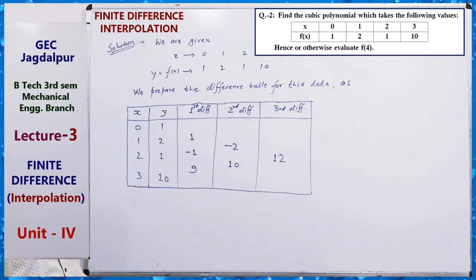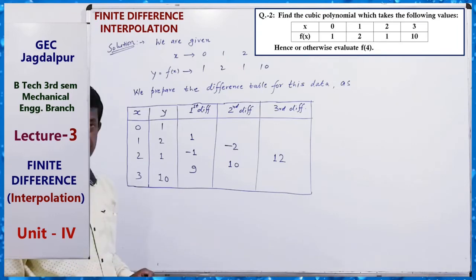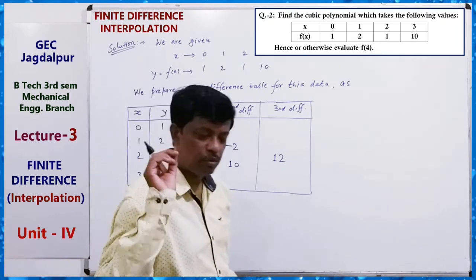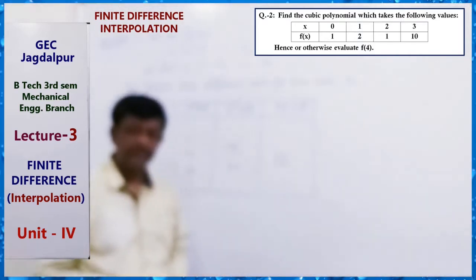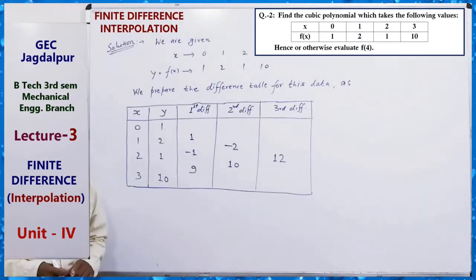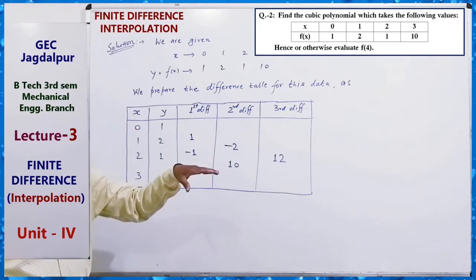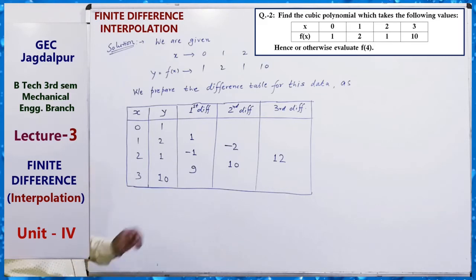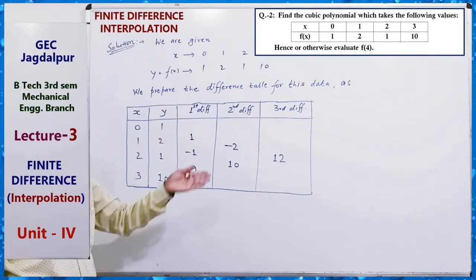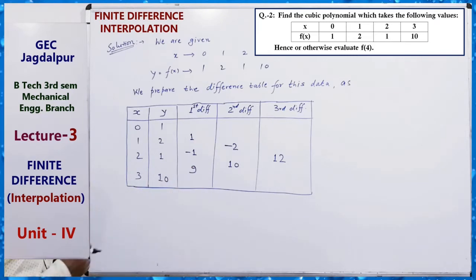Now, for finding the polynomial, what do we have to take? Here x0, the origin value, is given. So you can use the forward difference formula or the backward difference formula. Interpolation formula, forward or backward. Here we have to use the forward interpolation formula.